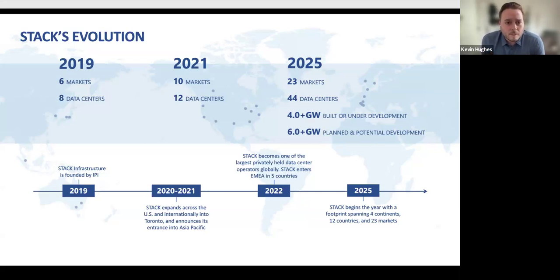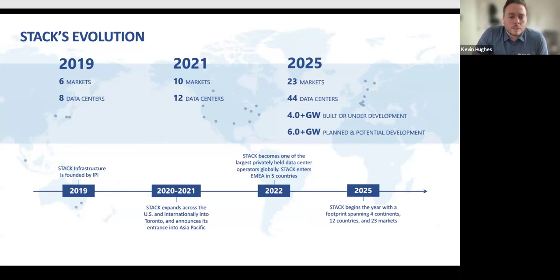You can see my evolution timeline is not 2,000 years, it's 6. Stack is a relatively young company, but in the data center industry most of us are relatively young, with maybe some of our older companies dating back to the early 90s. In 2019, Stack Infrastructure, a data center developer, owner, and operator, was founded. We are wholly owned by a private equity group called Blue Owl. We were previously owned by a group called IPI, but Blue Owl acquired IPI in January.